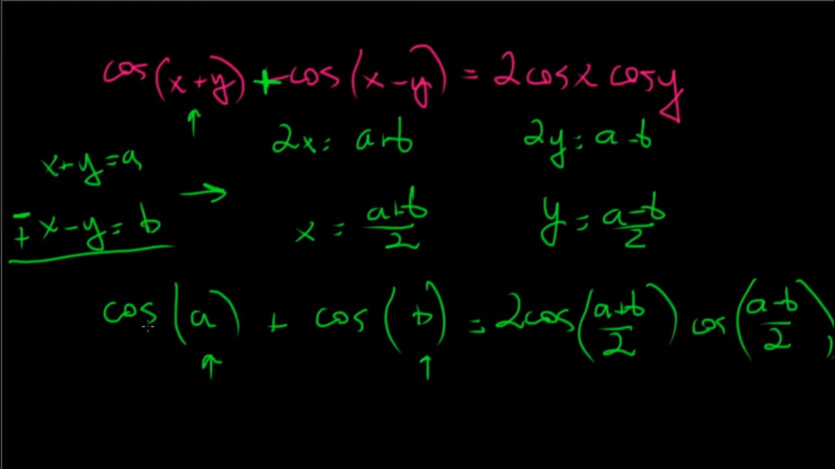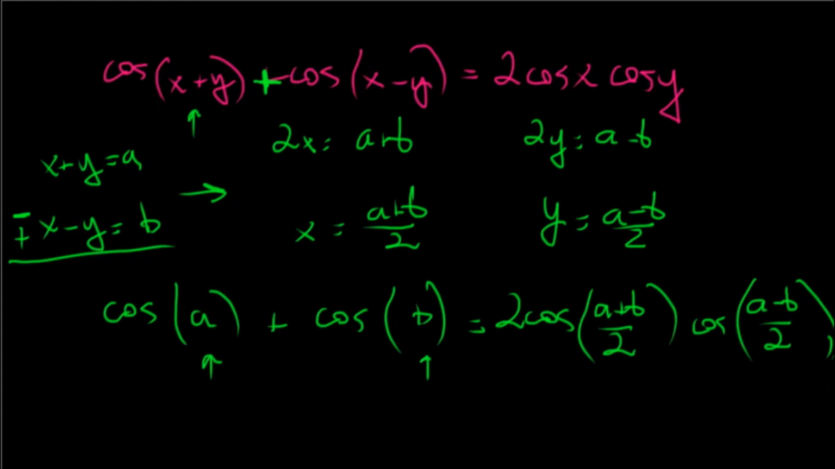Cool. So this is one of our 4 sum to product formulas. I'm taking the sum of 2 cosines. There's one for cosine plus sine, there's one for sine plus sine, and there's one for cosine minus cosine, and one for sine minus cosine, and so on and so forth. You can go ahead and figure those out if you want. But here is our sum to product formula.